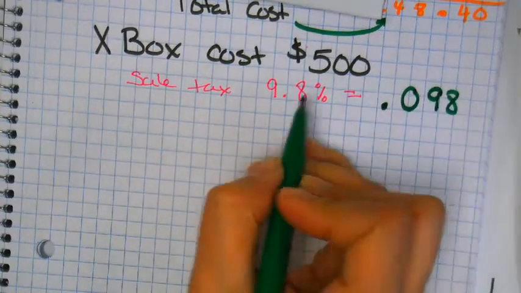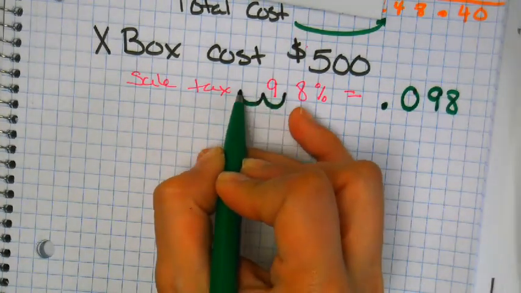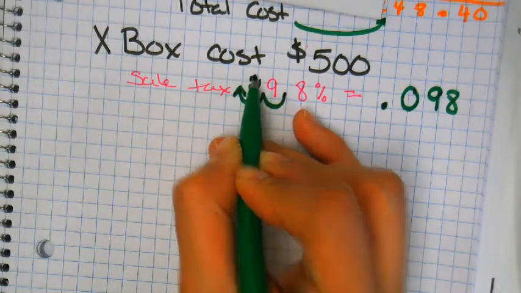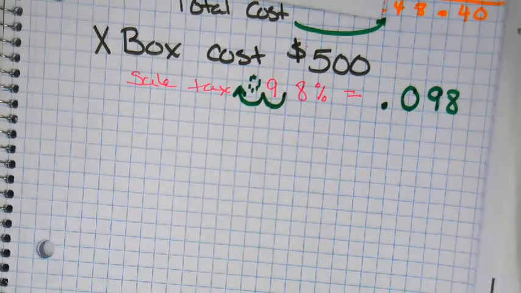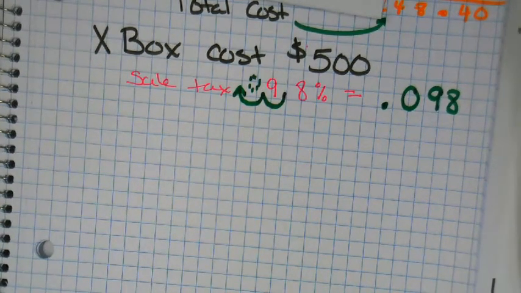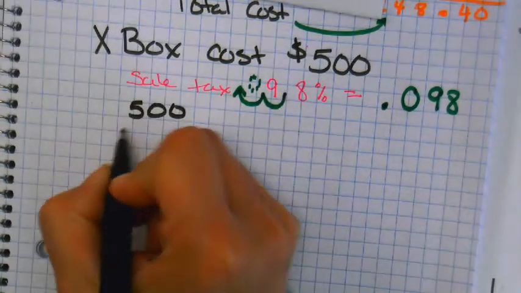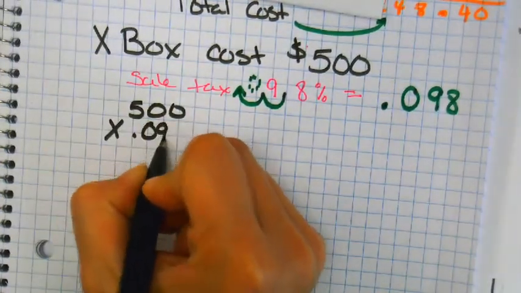You take the decimal that's already there and you move it 2 times to the front and add a 0. Okay? So if it already starts with a decimal, you move it from there. You don't move it from the back, you move it from where it's at. So this is my decimal, 0.098. Can't wait to multiply this. So 500 times 0.098.